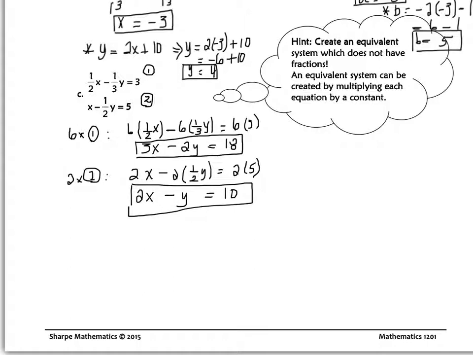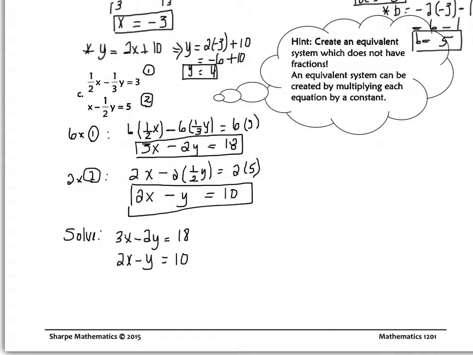Now you don't have to do this, but a lot of people like working with whole numbers rather than fractions for the coefficients. So if we rewrite, we're going to solve this system, 3x minus 2y equals 18, and 2x minus y equals 10, which is an equivalent system. It just looks a little different, the equations look a little different, but they should have the same solution because we just basically are working with equivalent equations to the ones that we were given.